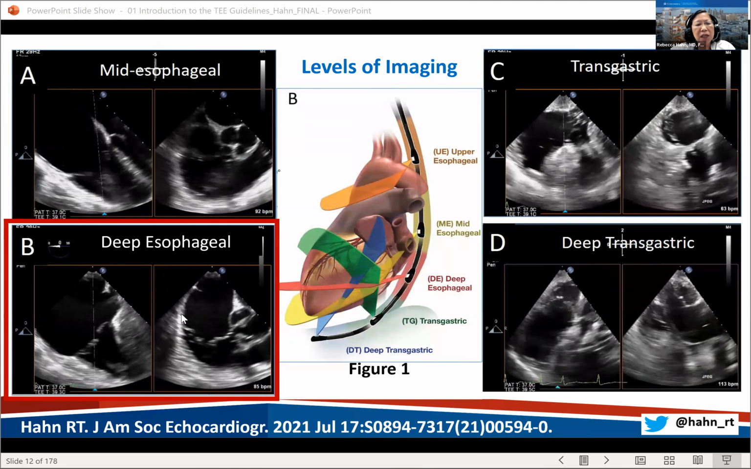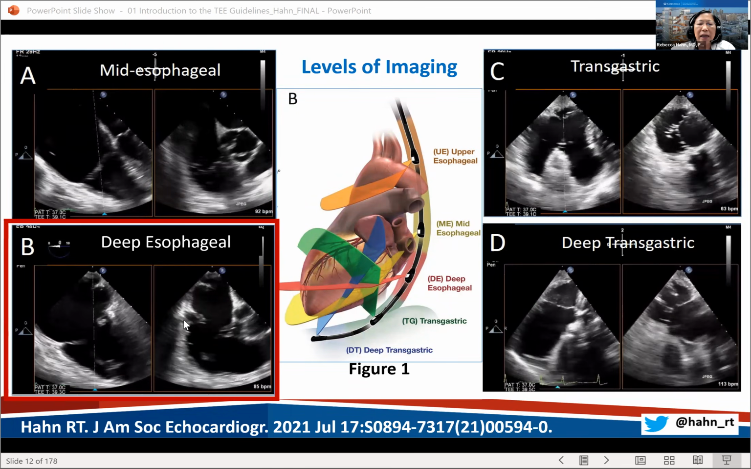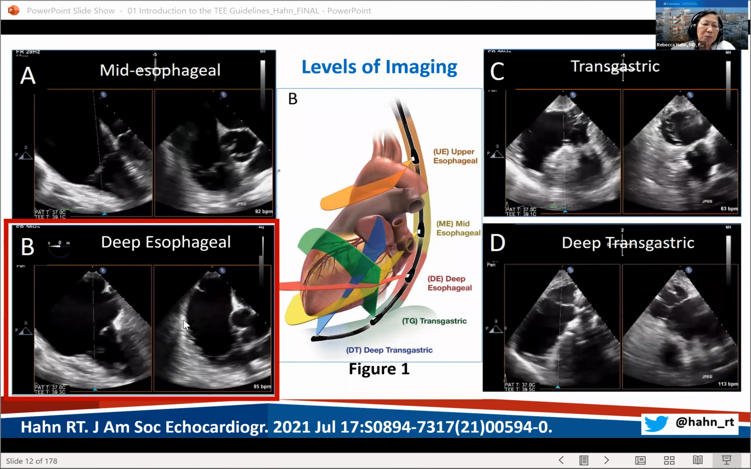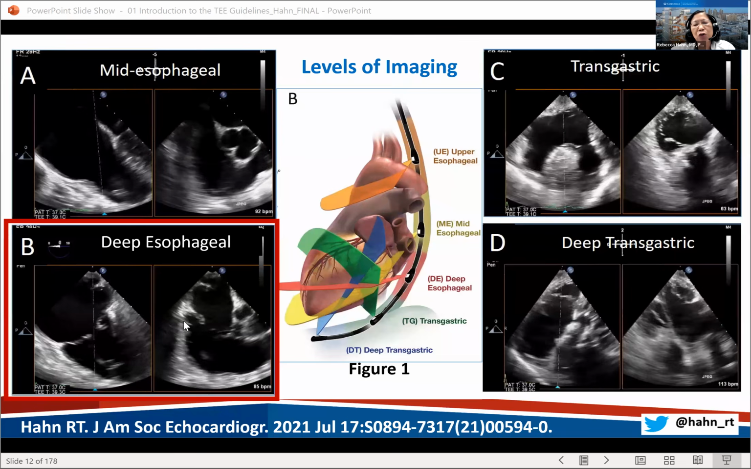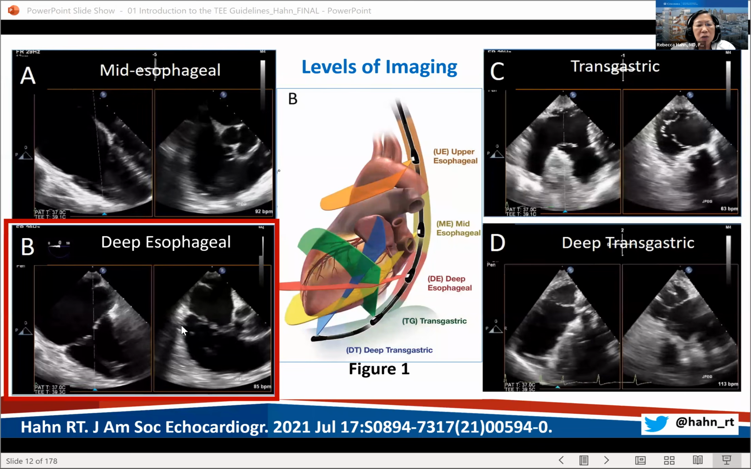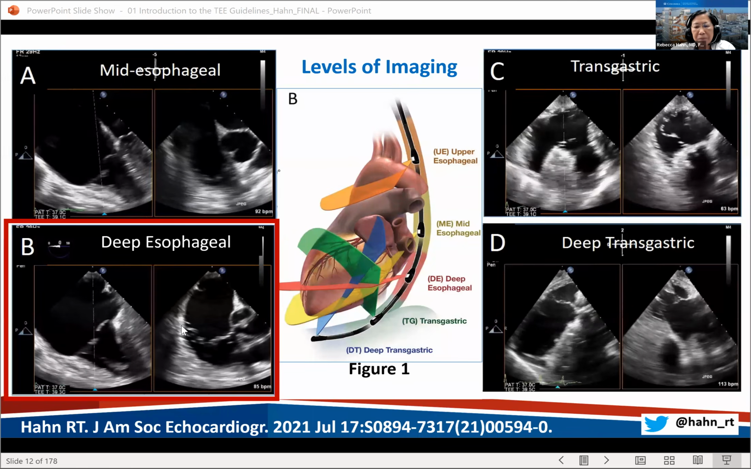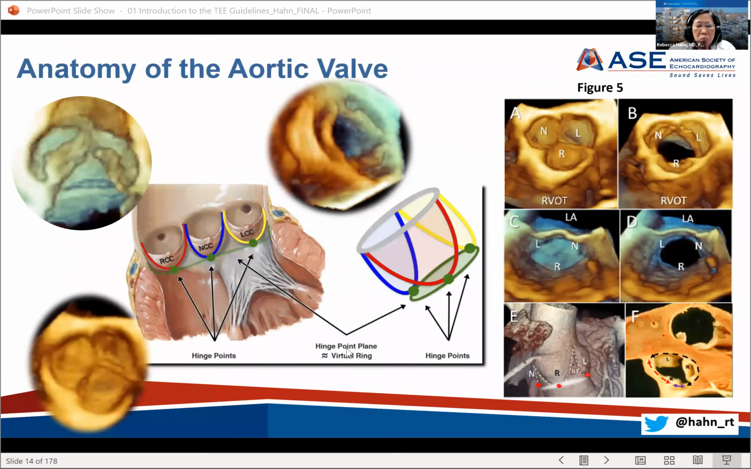And so the deep esophageal level is, again, the newest level of the guideline. And it was in particular useful for assessing structures that are very close to the diaphragm. And that happens to be the tricuspid valve, but also right atrium, basal RV, et cetera. So we're going to go ahead and start this webinar with aortic valve anatomy and imaging, and then move on to mitral valve. And I want to just start by looking at anatomy and trying to make sure we all are on the same page.